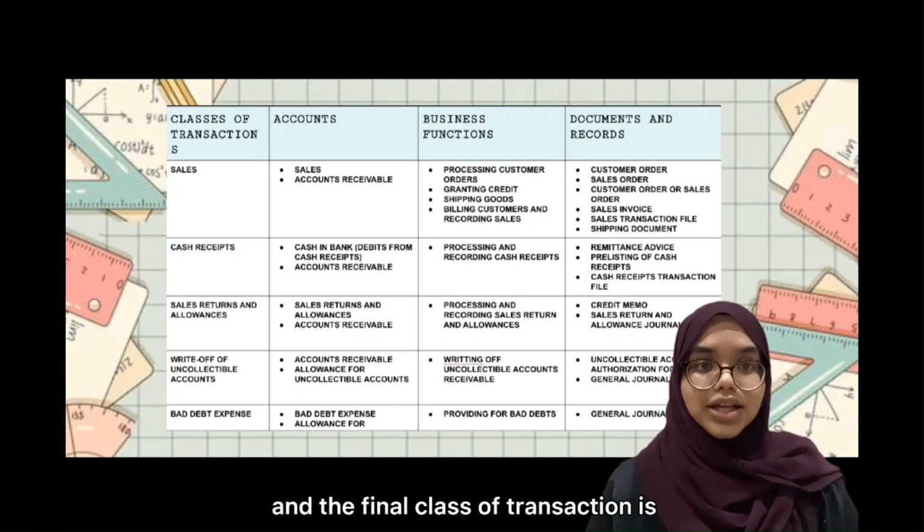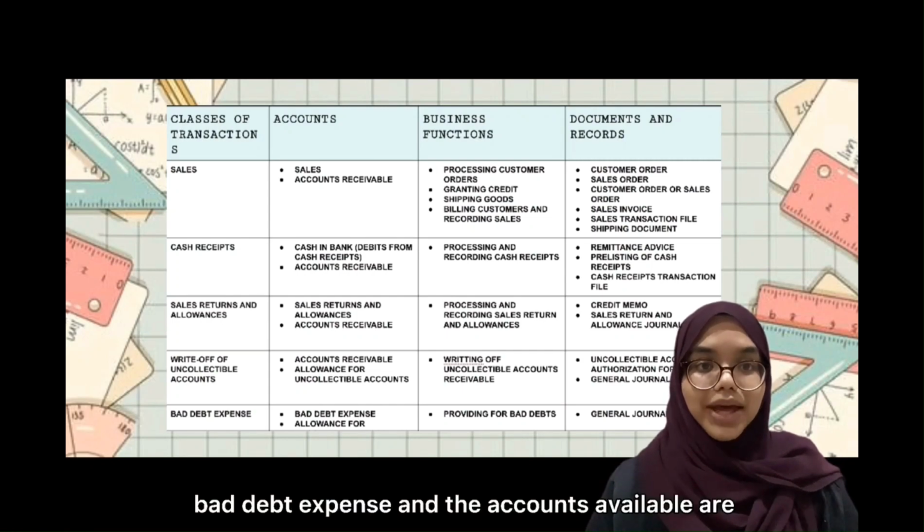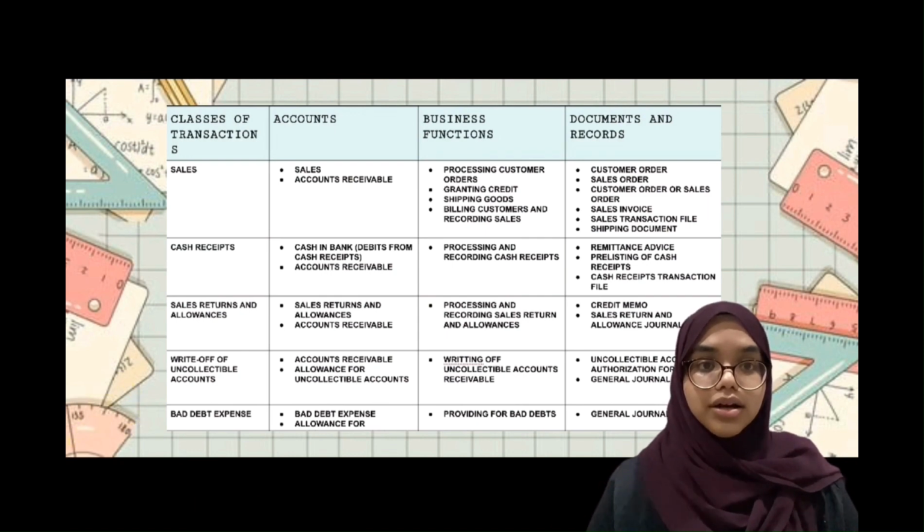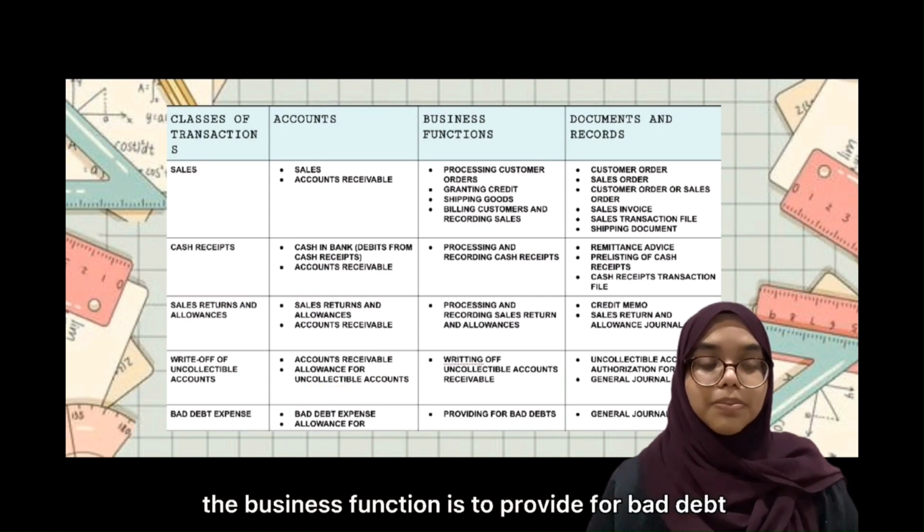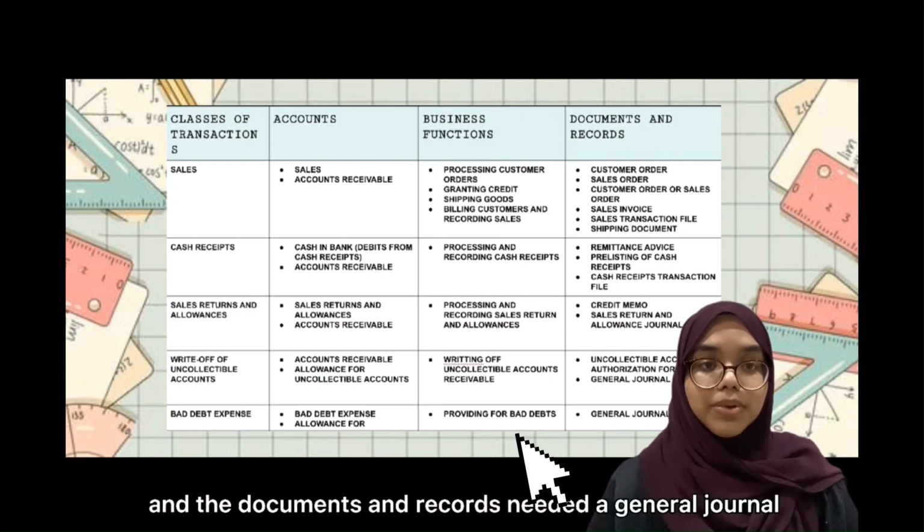And the final class of transaction is bad debt expense. The accounts available are bad debt expense and also allowance for uncollectible accounts. The business function is to provide for bad debt. And the document and record needed is the general ledger.